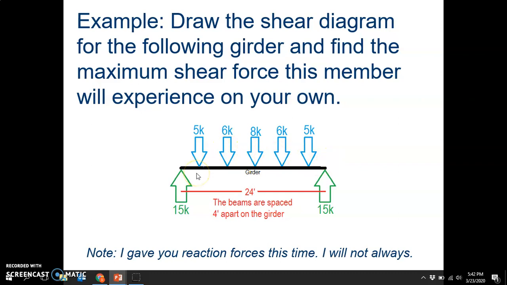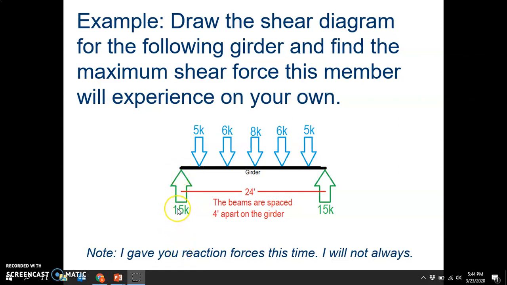And in this case, I gave you the reactionary forces. I won't always do that, but sometimes I will. Depends on how nice I'm feeling, which is usually not very nice. And I want you to be able to draw the shear diagram from here. So before I show you what the final answer will look like, let's talk it through. Again, you start at x equals 0, and each time you see a new force, you go horizontally until you see a new one. So right from the beginning, 15 kips going up.